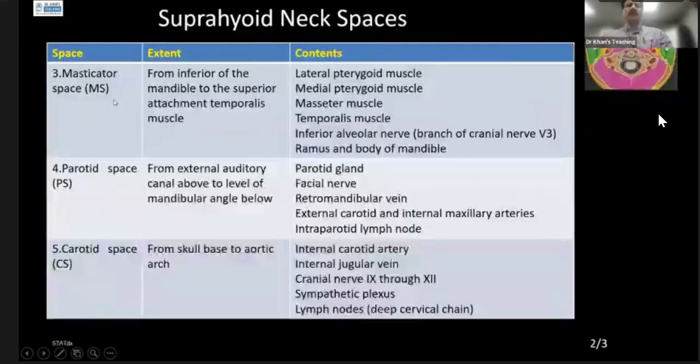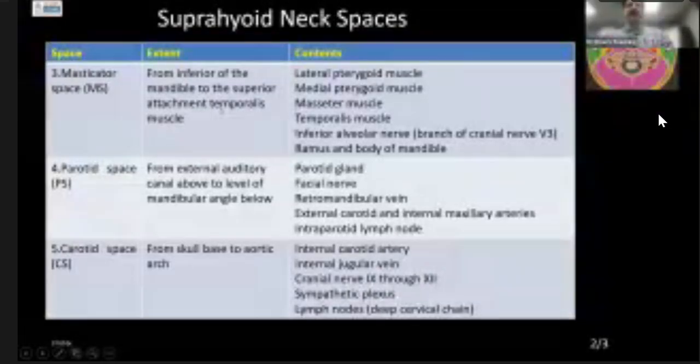masticator space. From inferior of the mandible to the superior attachment of temporalis muscle. Now, this is important because it goes all the way. The old terminology was infratemporal fossa, temporal fossa. Indirectly, it goes and touches the skull. And this concept is a key concept for your exam. Many of the spaces start in the neck, and they go and touch the skull base. And what is the significance?